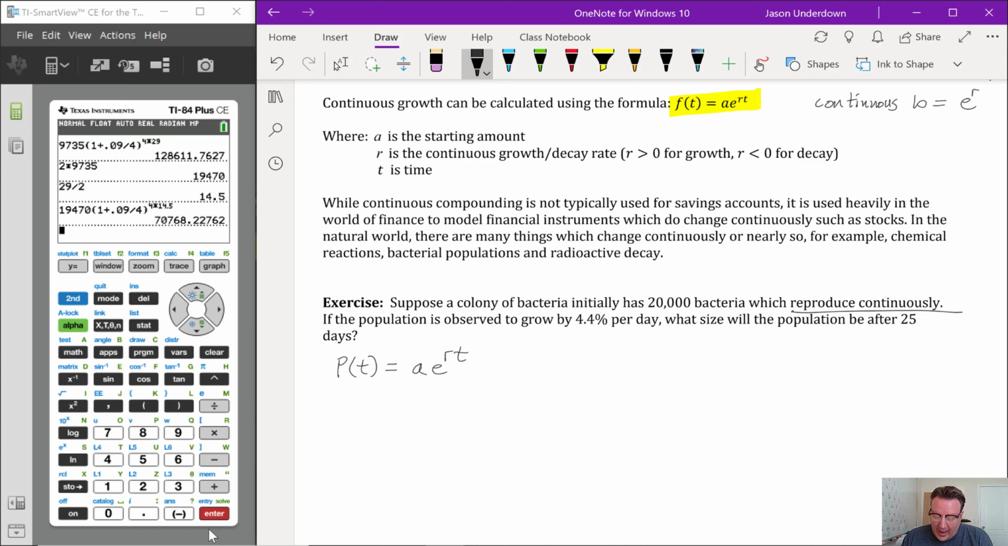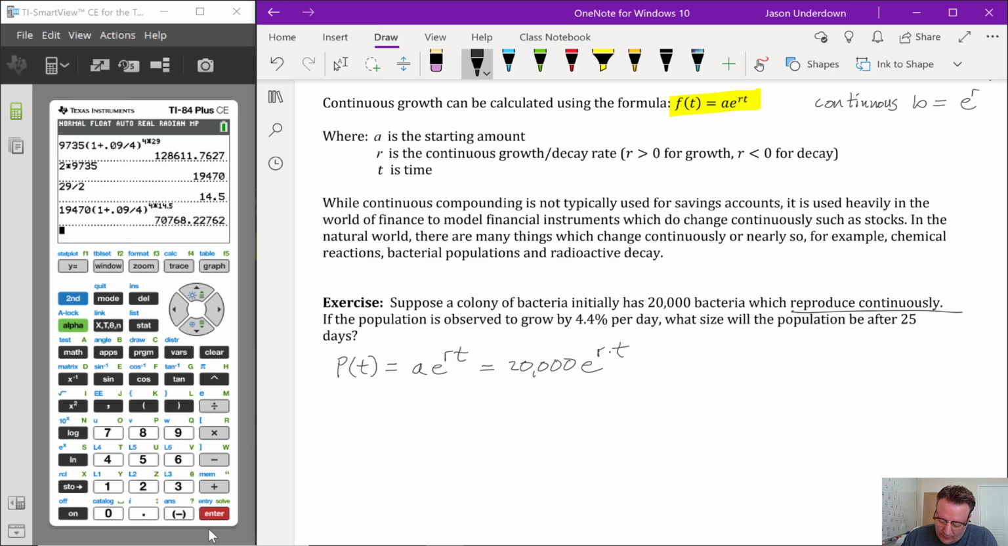Where a is the starting amount, so in this case we start with 20,000 bacteria. And then you might be tempted to put in 4.4, or 0.044, as r, but that wouldn't be quite right. You'll see why in just a moment, but this is our model. Now we're going to use this model to figure out what r is, and we'll see it's not quite 4.4. It's a little less. So how do we figure out r?